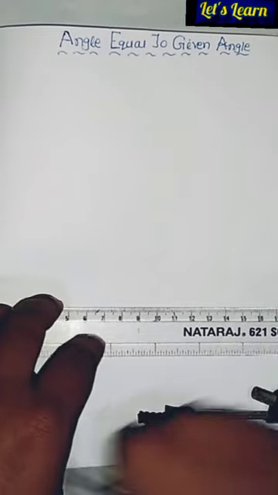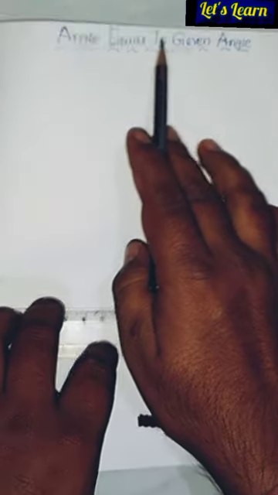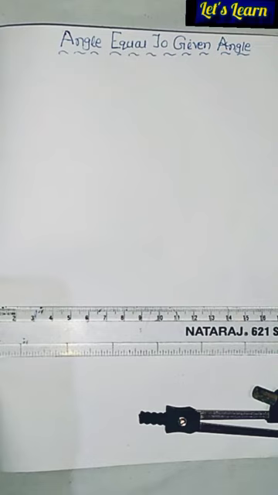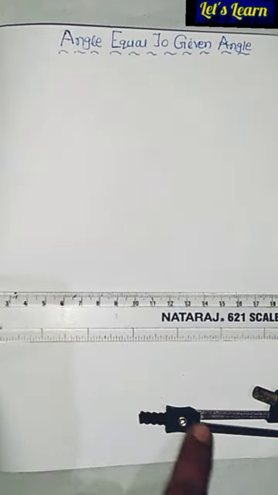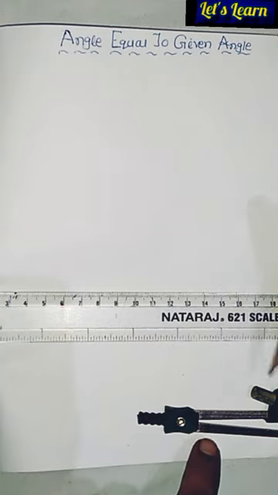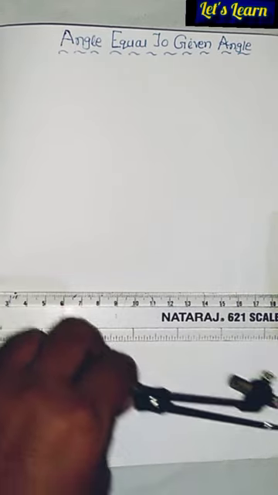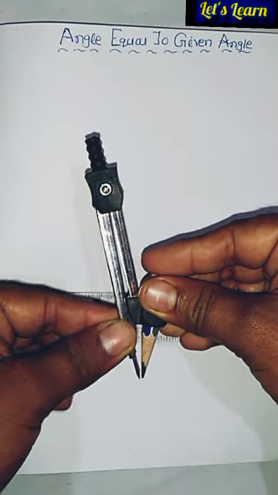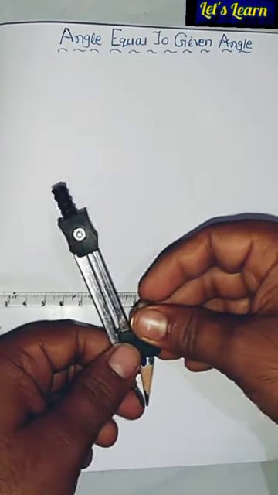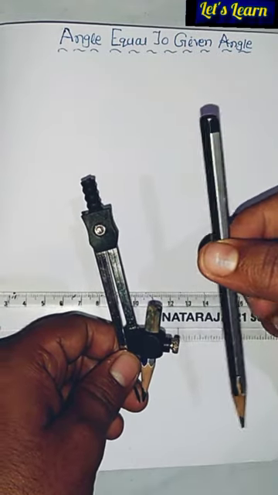Here our topic is constructing an angle equal to a given angle. That means an unknown angle is given to us and we would like to draw another angle, without measuring, the same using our compass. The things required are the scale, compass and pencil. As I said before, just set your compass like this. The points will touch each other clearly, and you need an extra pencil.